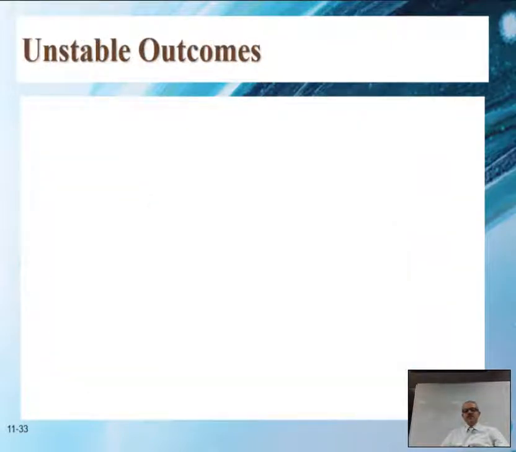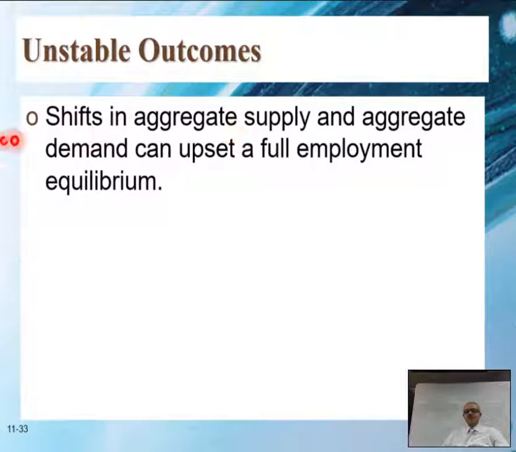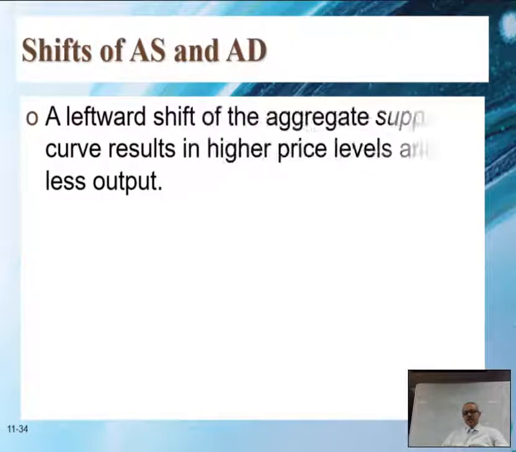Now, next, we've got these unstable outcomes, shifts. Here we're talking about the idea of shifts. Shifts in aggregate supply and aggregate demand can also upset a full employment equilibrium. What happens if you have a leftward shift of the aggregate supply? Remember supply and demand, the supply will shift to the left. This will result in higher price levels and less output.